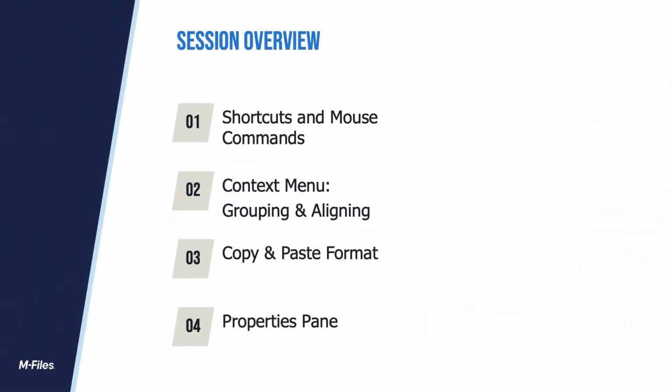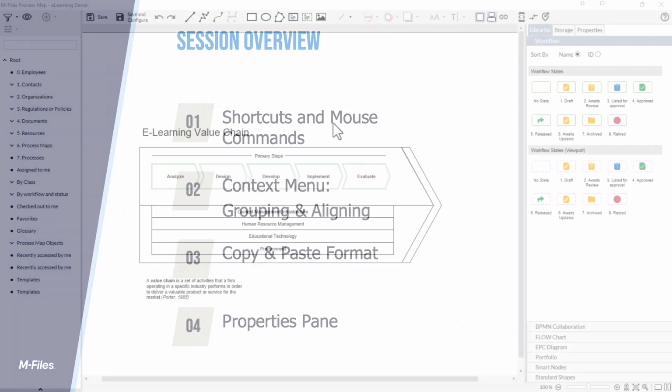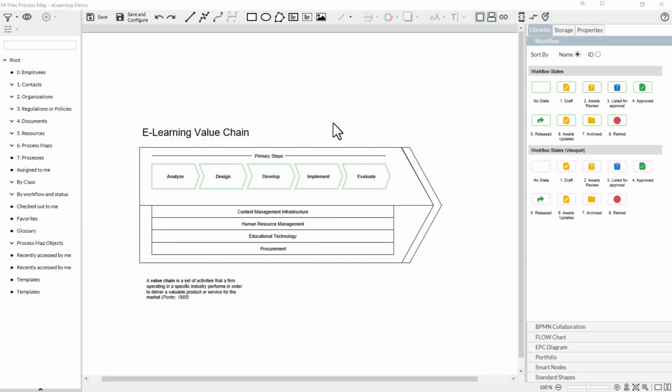In this session we will give you an overview on the available shortcuts and mouse commands. We will show you how to group and align objects. You will learn how to interact with the canvas even faster. Let's first have a look at some keyboard commands that you will use frequently.